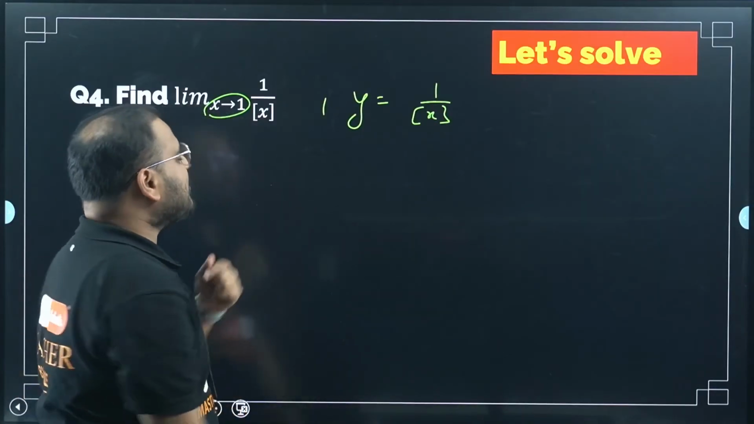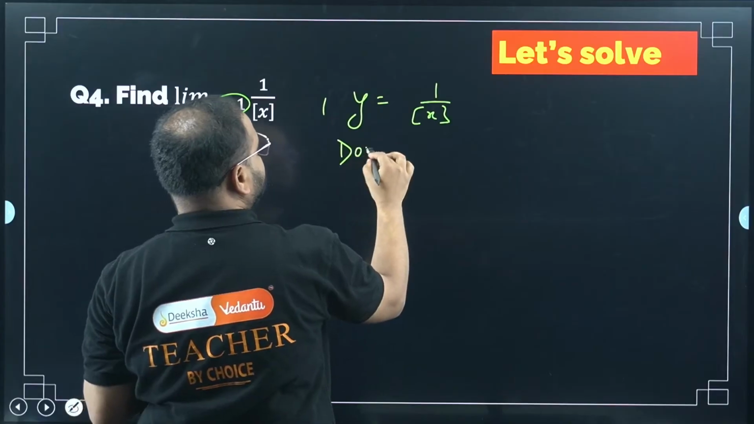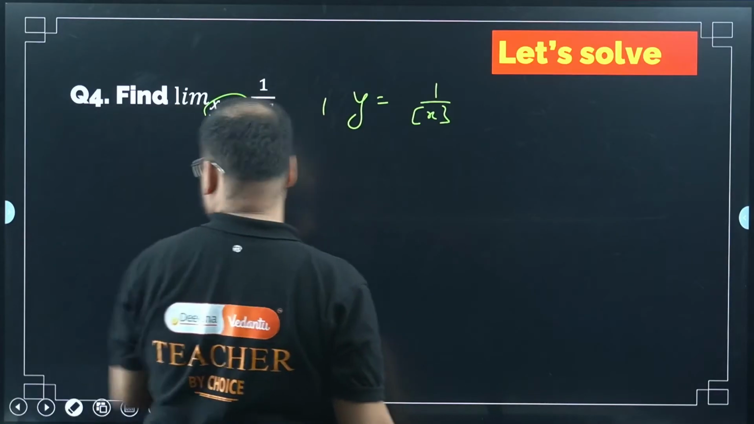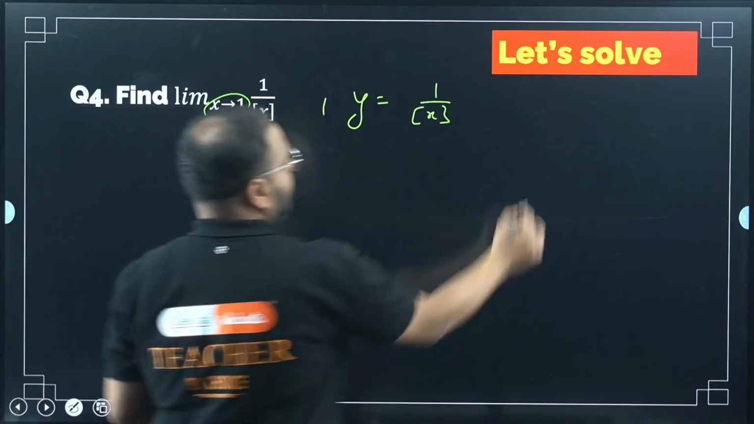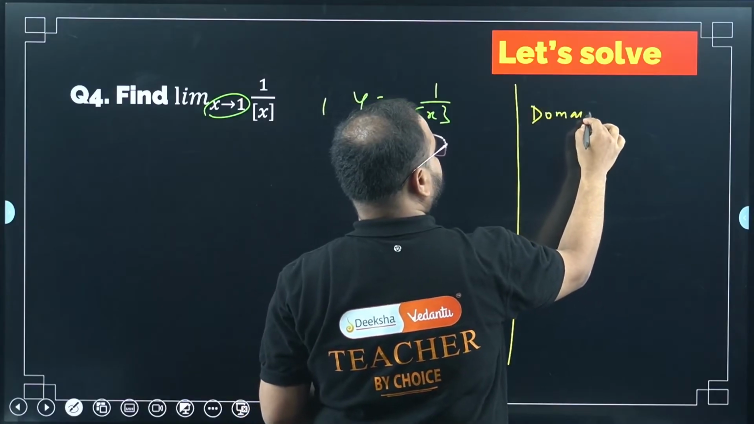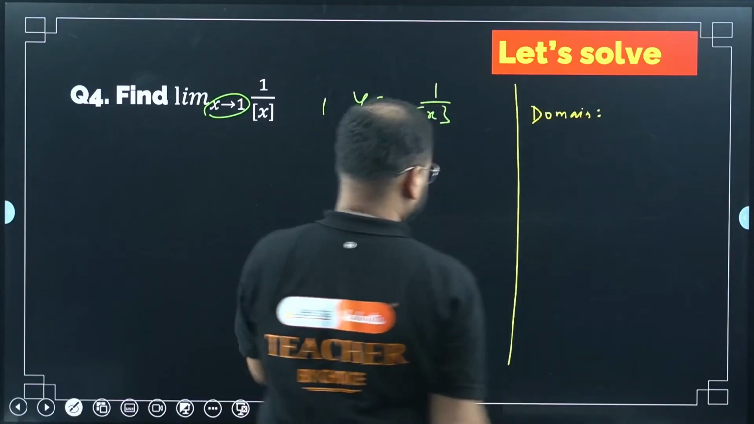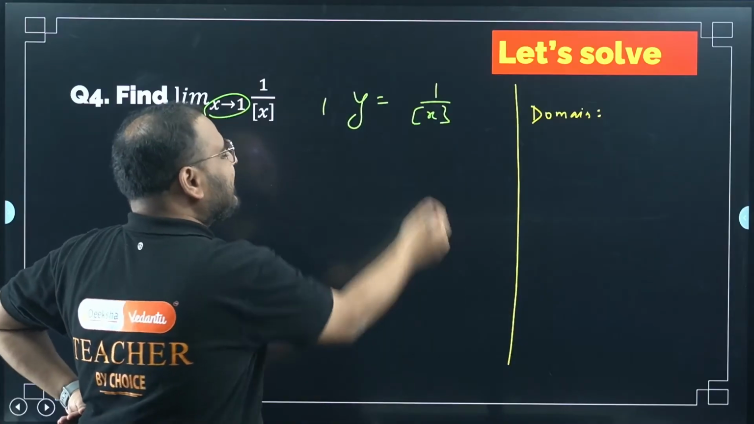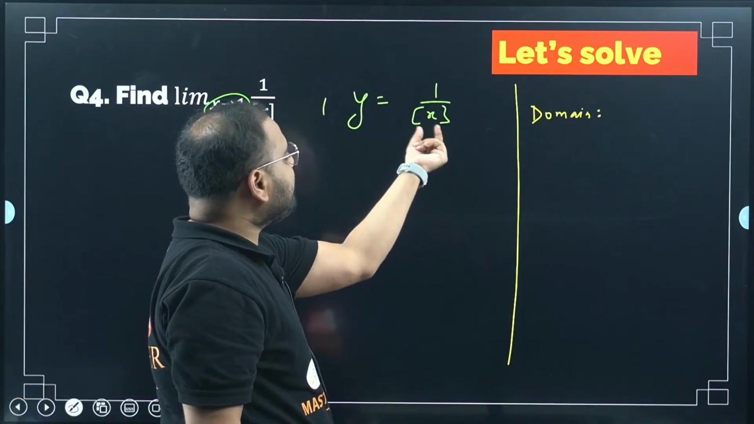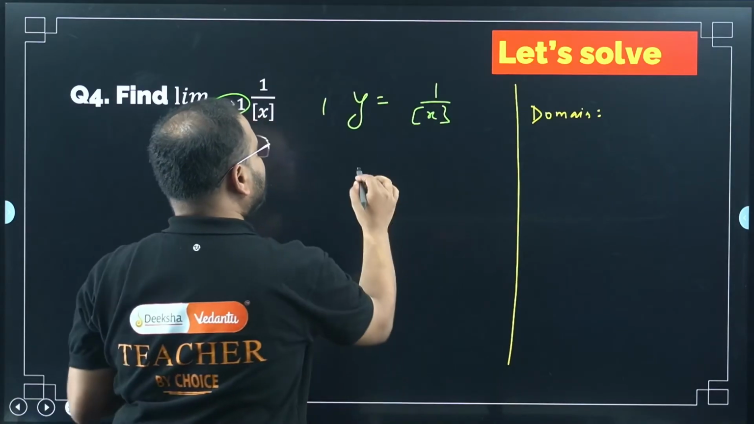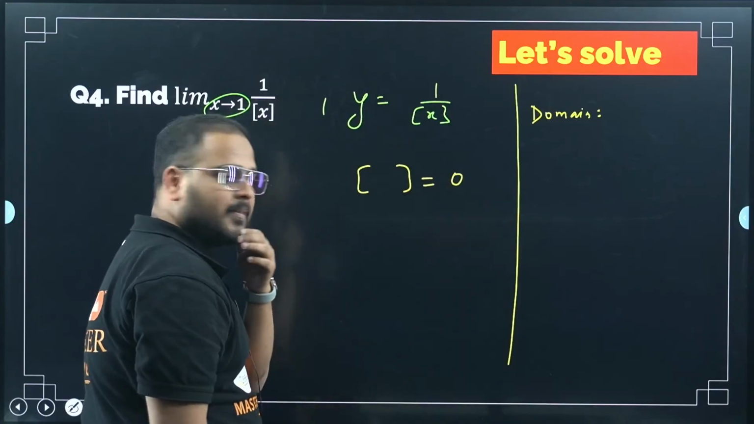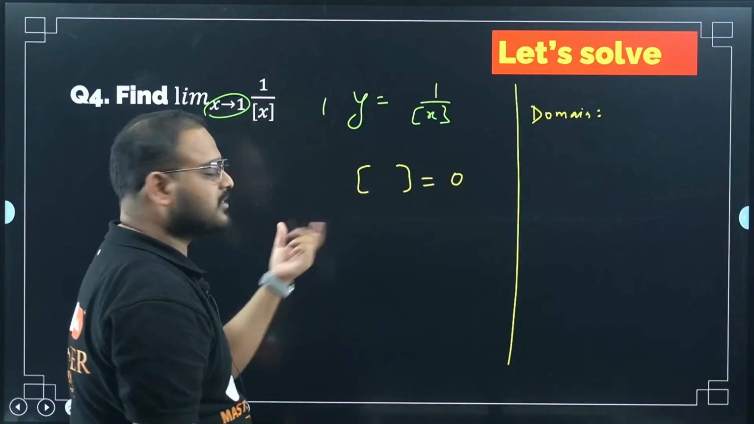Okay. So let's quickly write the domain in this case. Whenever you have a function like this, where some restriction is there, try to write the domain. Domain, if I have to write, check here. I can take any value. Whenever it becomes 0, that's the problem, right? When will this greatest integer function give you the answer as 0?